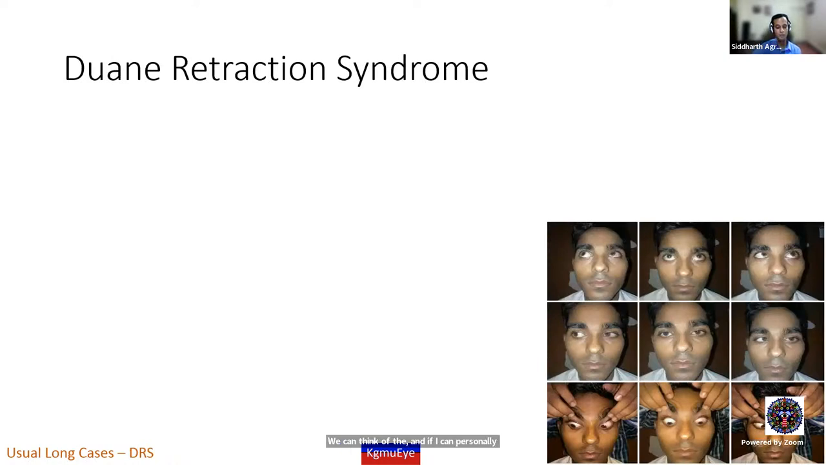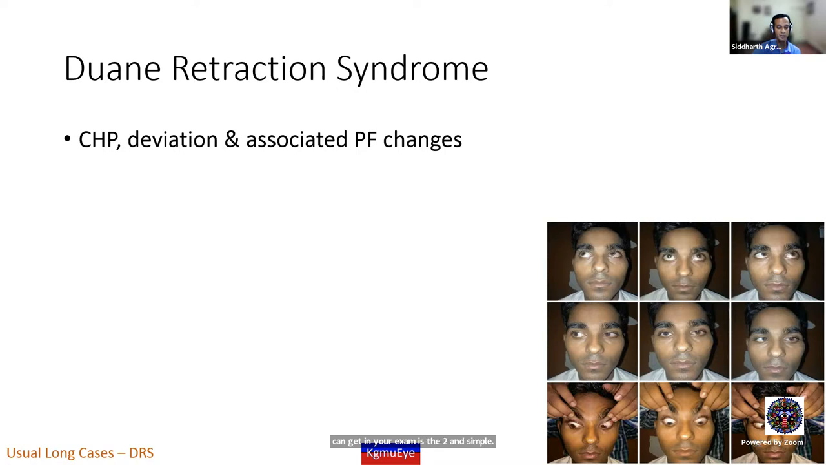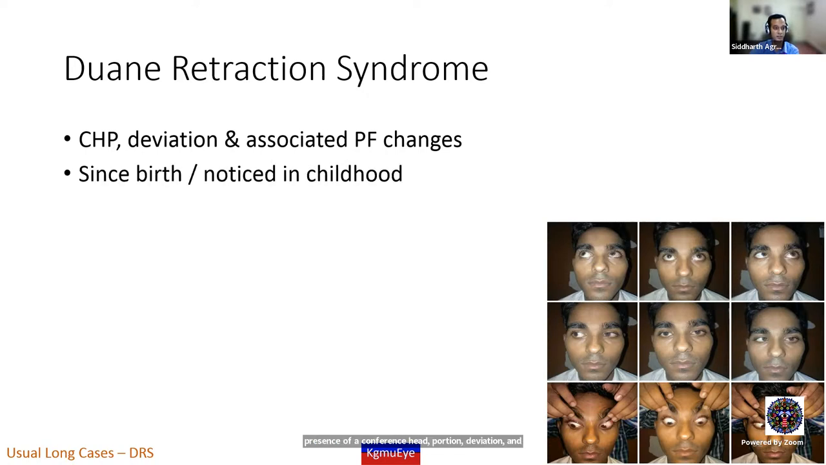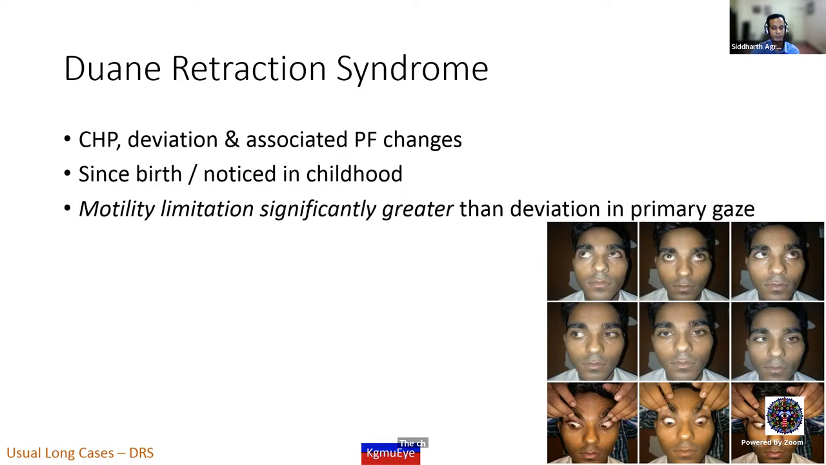Now, the commonest type of restrictive deviation that you can get in your exam is the Duane syndrome. The patient may be a child or a young adult. The older the patient, the more difficult to rule out the differentials. The salient features are presence of a compensatory head posture, deviation, and associated palpebral fissure changes, which have been noticed since birth or early childhood. And the most important thing, for any restrictive deviation and also true for Duane syndrome, is motility limitation which is significantly greater than the deviation in primary gaze.